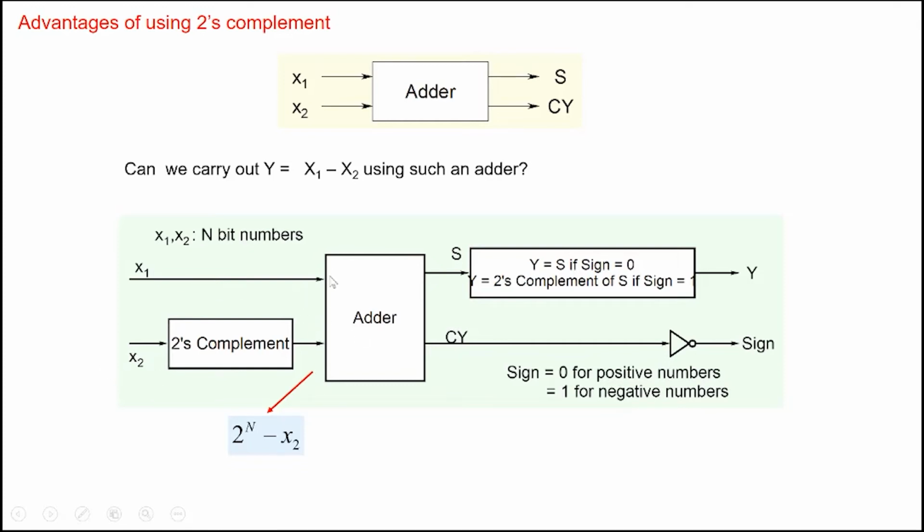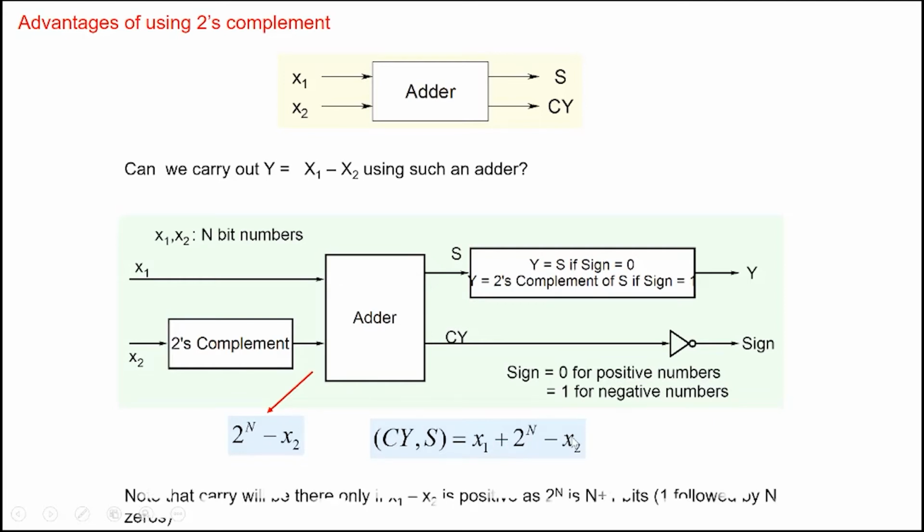So you're going to add this up here. So obviously the sum and the carry that you will get here would be the binary representation of x1 plus 2 to the power n minus x2, right? So you're adding up these two numbers here, x1 plus 2 to the power n minus x2 here. Note that the carry will occur only if x1 minus x2 is positive here, because 2 to the power n is n plus 1 bits. Note that the sum is n bits and this is the carry bit here.